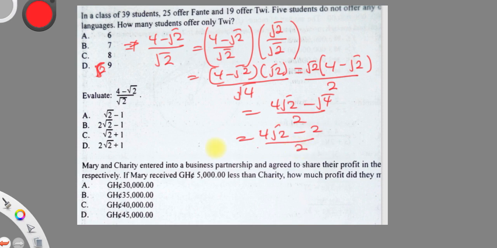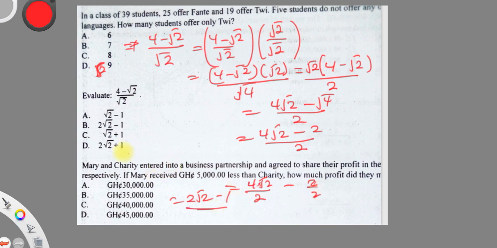Okay. So you can divide 2 by 2. You can separate them. So this is equal to 4 root 2 all over 2 minus 2 over 2. Have you seen? So 2 can go into 4 how many times? 2 goes here. You get 2 times square root of 2. So 2 root 2. Then 2 can go into this, minus 1 as your answer.